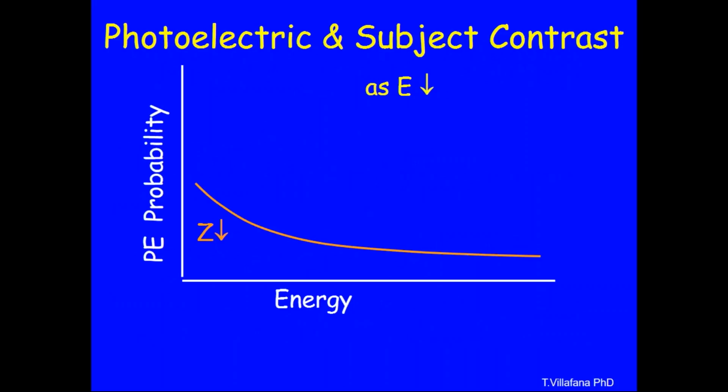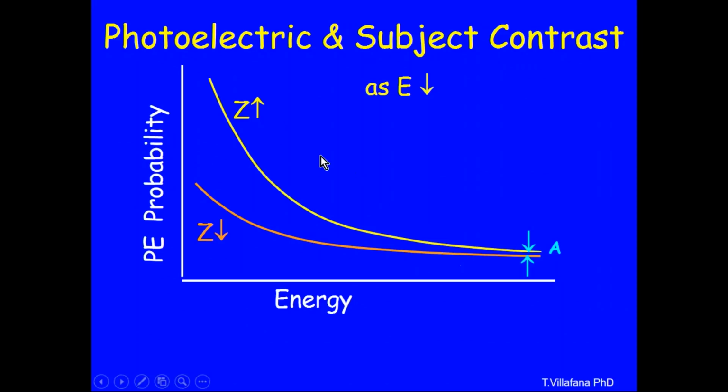I've already mentioned it, but here's a graphical way of showing it. Here we have two tissues, a high atomic number and a low atomic number, and at high energies, notice there's hardly any difference between the two tissues. At high energies.